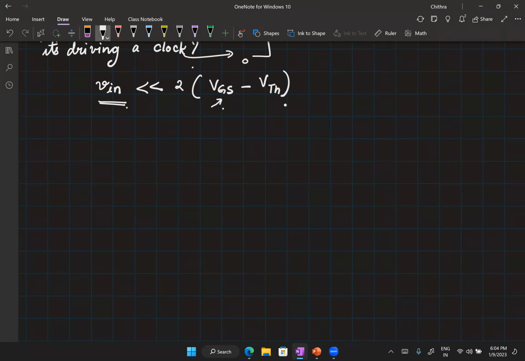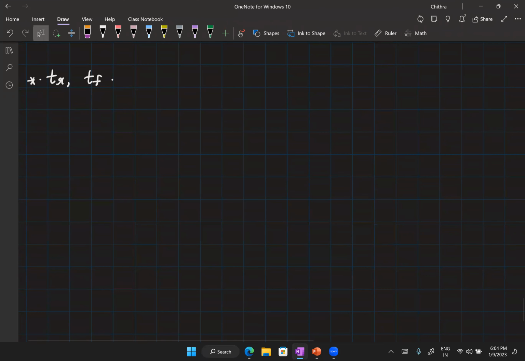So first let us establish the notations for TR and TF. So TR is basically the rise time of the signal. How do I measure this? So I have a signal edge like this. How do I calculate the rise time?